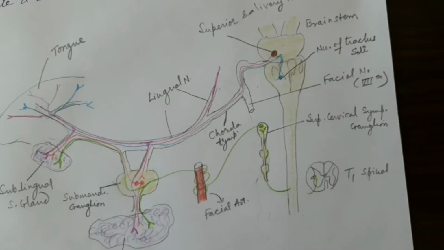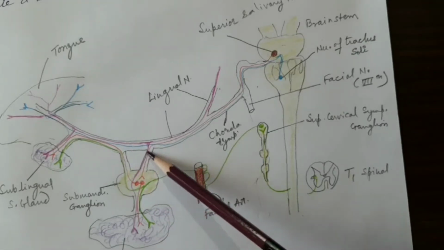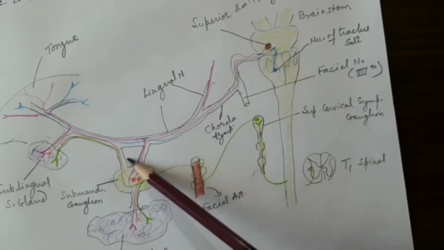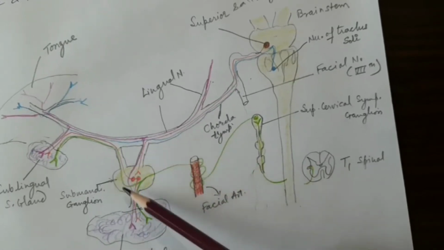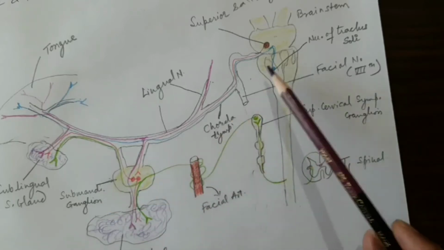Now this ganglion, as I showed in that diagram, is located on the hyoglossus muscle in the submandibular region, and this ganglion remains suspended from the lingual nerve through two twigs. These are two small branches. This ganglion is suspended here.